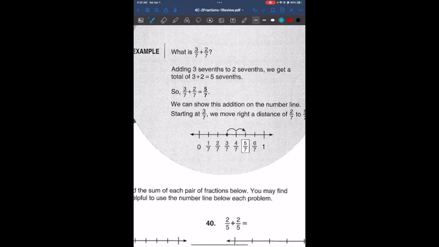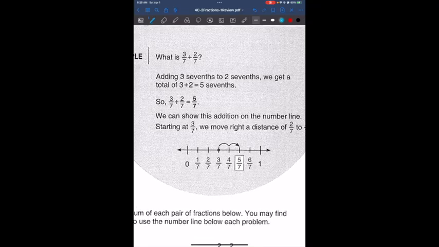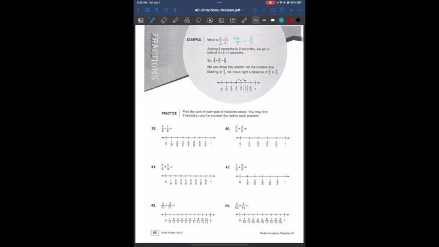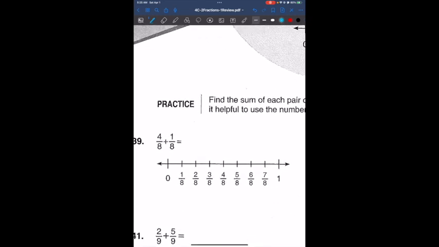Now we're adding fractions. And so it says, what is 3 over 7 plus 2 over 7? Since our denominator is the same, we can just add the numerator. So it's going to be 5 over 7. In this case, the denominator is the same, so we're doing 4 plus 1 over 8, and that is going to be 5 over 8. And one way to do this is we have 4 over 8, and then we add 1/8, and that's going to bring us to 5/8.